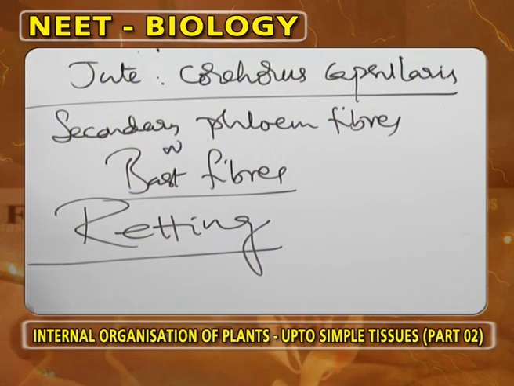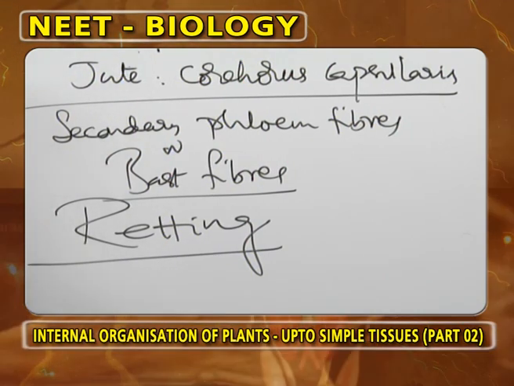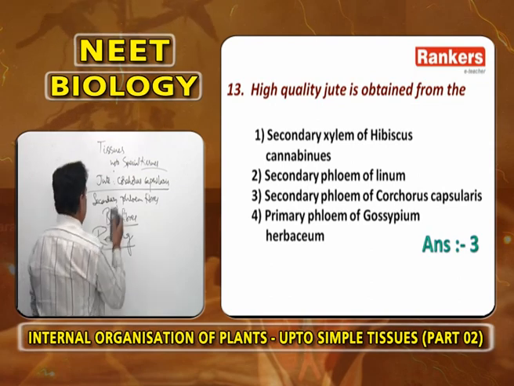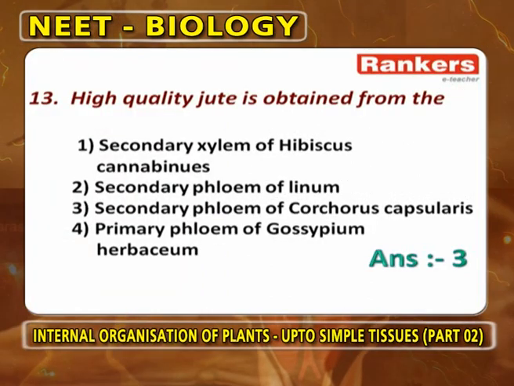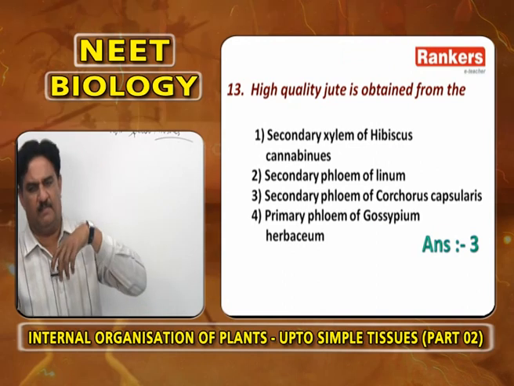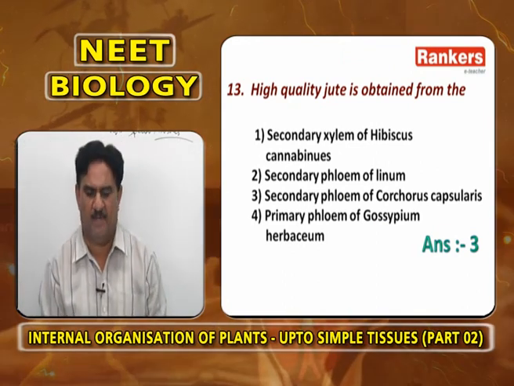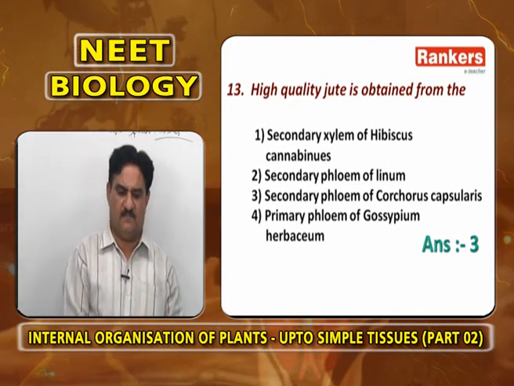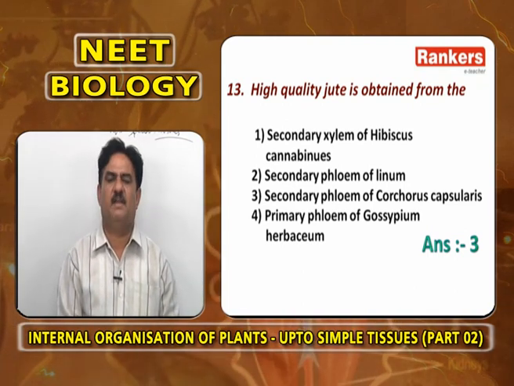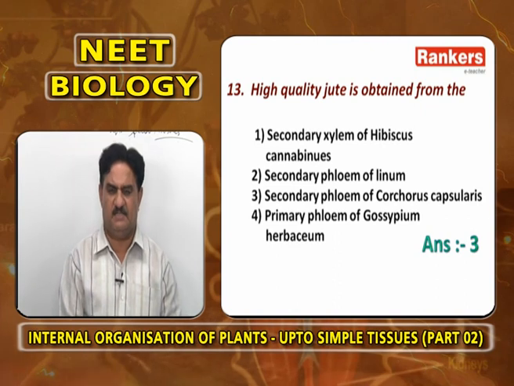So, high quality jute fiber is not obtained from secondary xylem of Hibiscus cannabinus, because Hibiscus cannabinus does not give jute, it gives Madras hemp. Secondary phloem of Linum? Linum gives flax fiber. Secondary phloem of Corchorus capsularis? So, secondary phloem of Corchorus capsularis is correct.